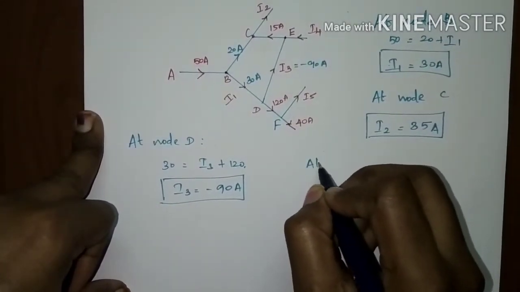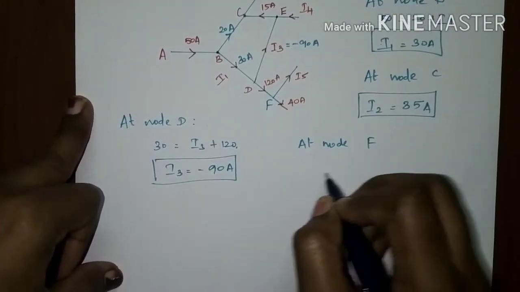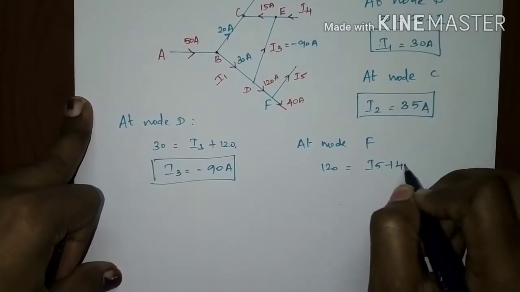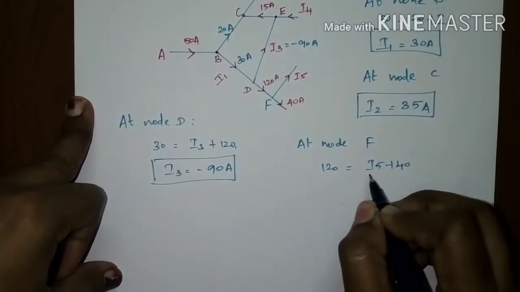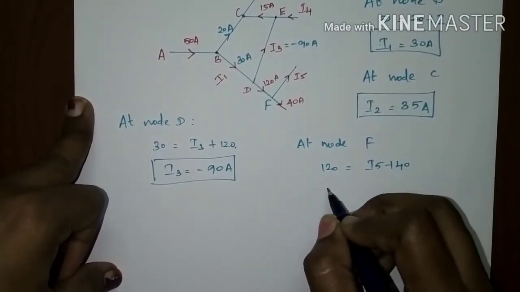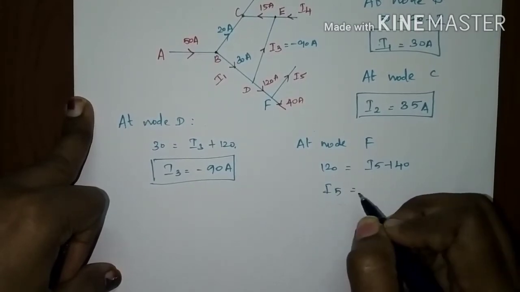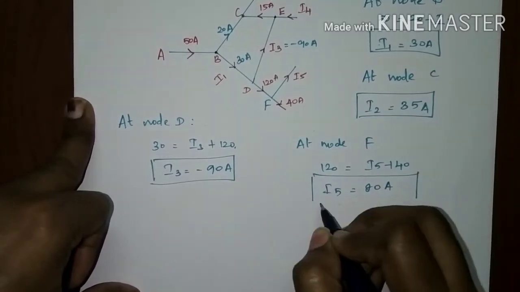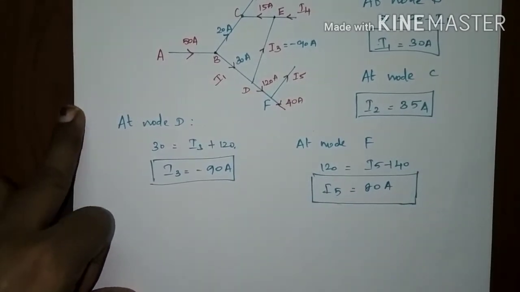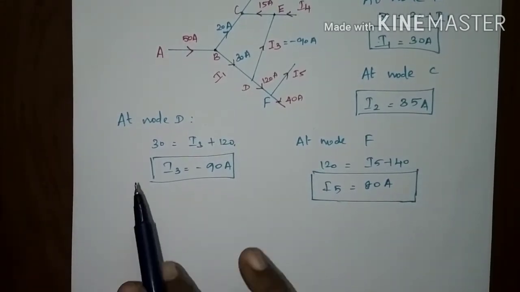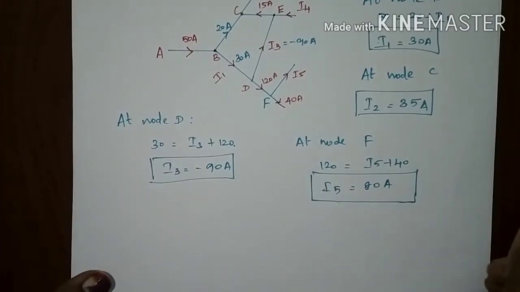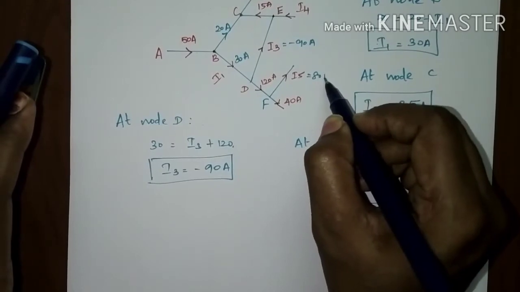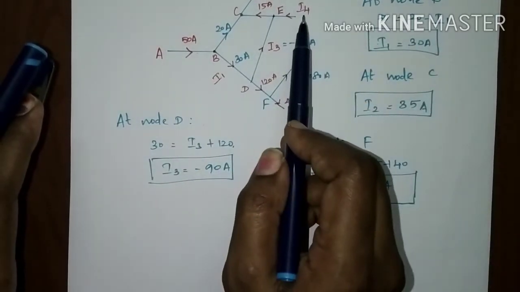At node F, the incoming current is 120, and the outgoing currents are I5 and 40. The value of I5 is 80 ampere. So these are the currents found at these nodes. I5 is 80, and I am left with I4.